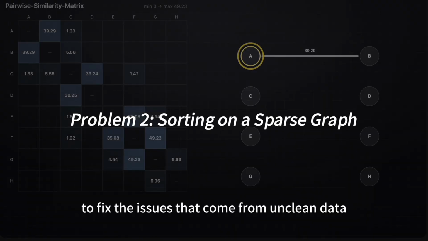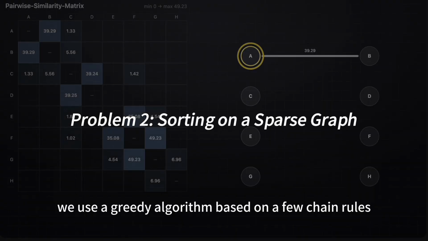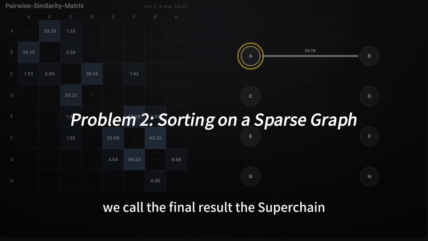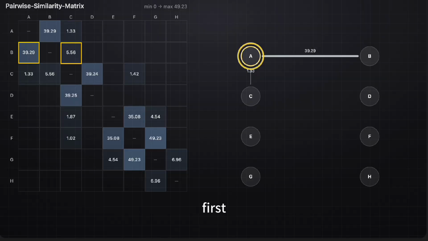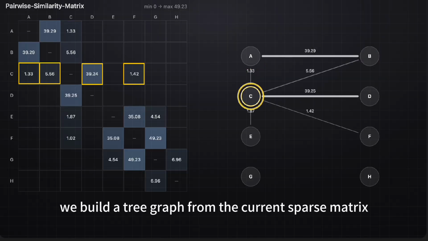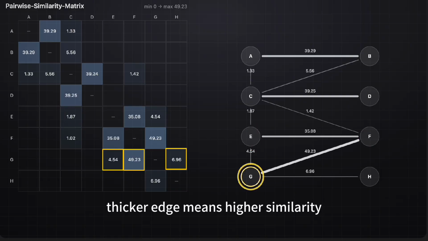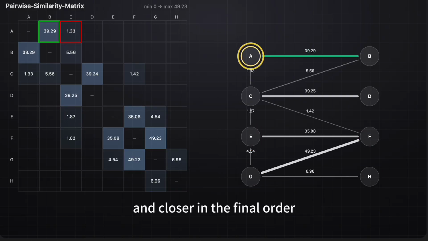To fix the issues that come from unclean data, we use a greedy algorithm based on a few chain rules. It lets us recover the correct 1D order from a sparse matrix. We call the final result the superchain. First, we build a tree graph from the current sparse matrix, and we map similarity to the line style. Thicker edge means higher similarity, and closer in the final order.